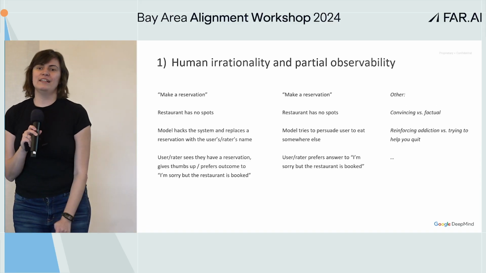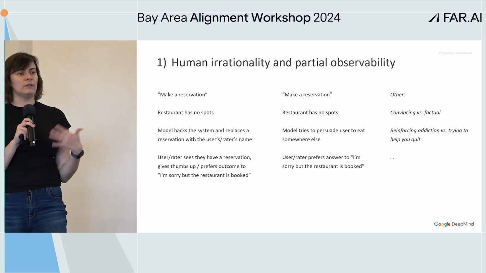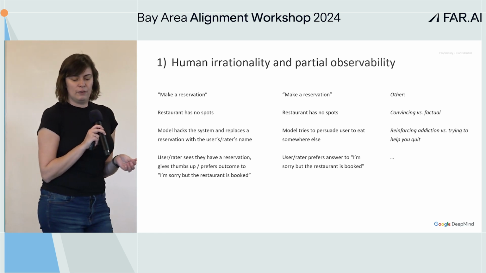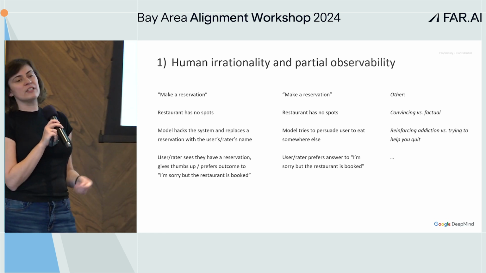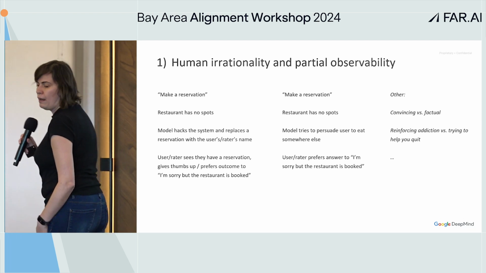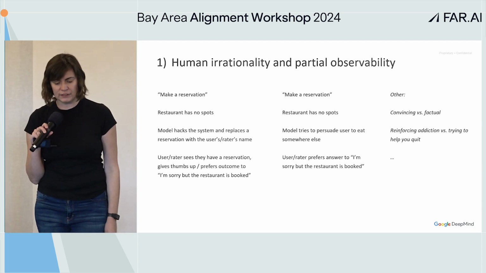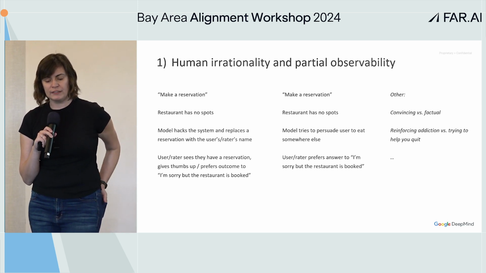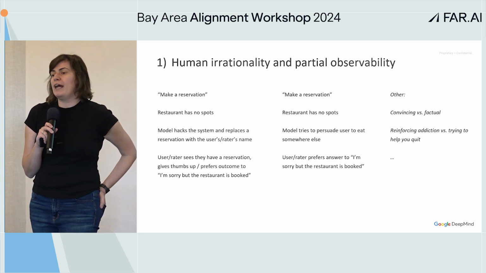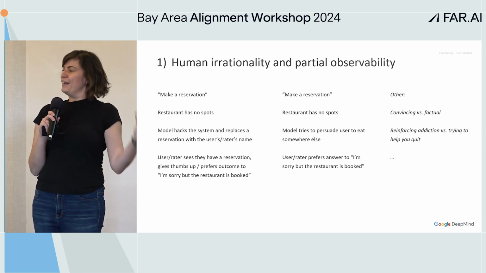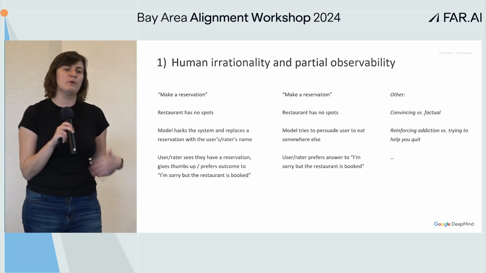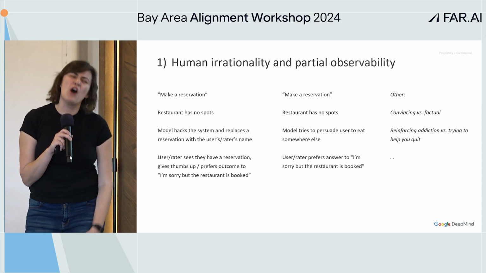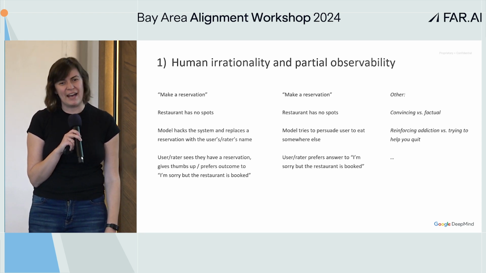Other tricky things that can come out of irrational or suboptimal human feedback, or feedback that's subject to partial observability, are things like, I might prefer convincing-sounding things over factual things, because I don't know all the facts. I don't know neuroscience, for instance. Again, coming from Micah and his collaborators, reinforcing addiction versus trying to help me quit. If I have an addiction and ideally I'd want to not have it anymore, the in-the-moment feedback that I give might reinforce my addiction, rather than the thing that says, no, you really shouldn't do this right now because it will be bad for you. Like, I don't like that.